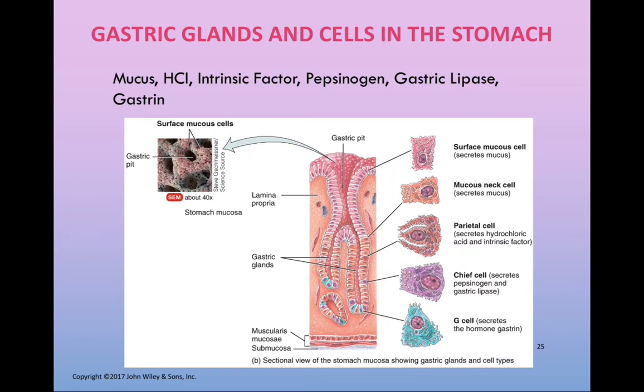We will conversely find the G cells at the base of the gastric pits, secreting the hormone gastrin. The parietal cells and the chief cells have 2 secretory products each, and can be found about midway up the gastric pits in the stomach. The parietal cells release hydrochloric acid, as well as a molecule known as intrinsic factor, and the chief cells will release gastric lipase and another chemical known as pepsinogen. Let us further elaborate on what each of these secretions do and how they contribute to digestion in the stomach.